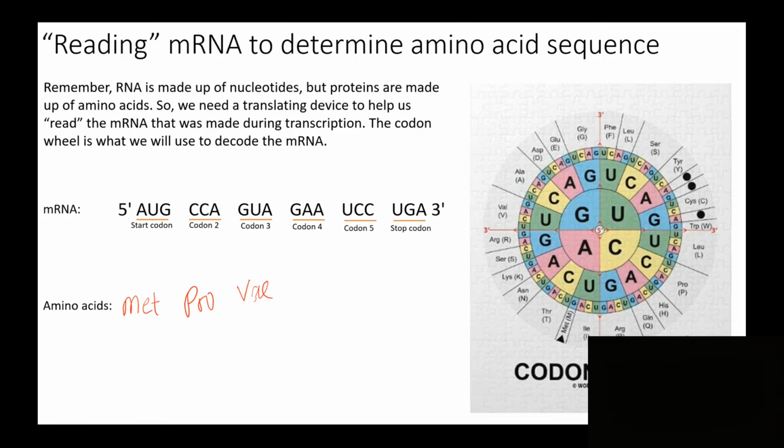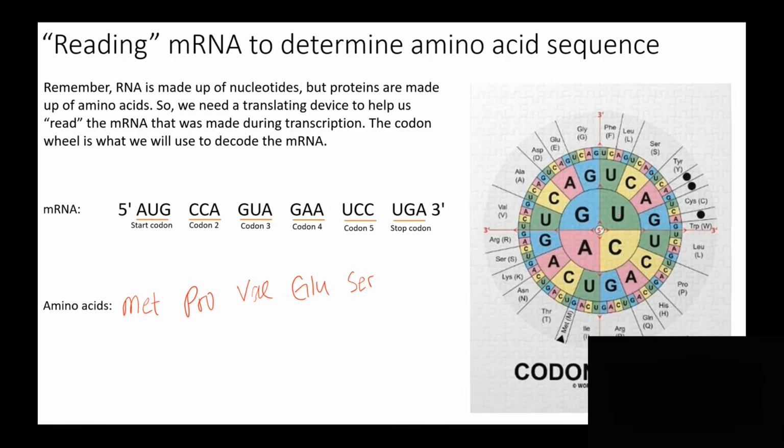All right, so GAA, we're going to start here at G, work our way out to A, and A, we're going to get glutamine, GLU. Now we're going to move on to UCC. UCC gives us serine. And then the last one, our stop codon, the name is kind of a hint. It says, hey, we are done.